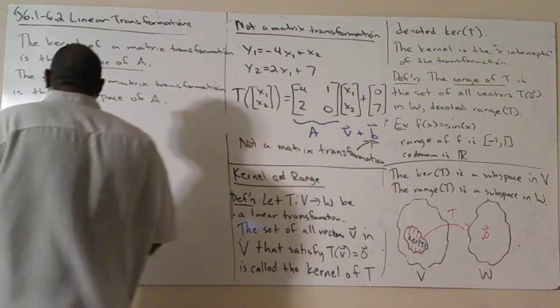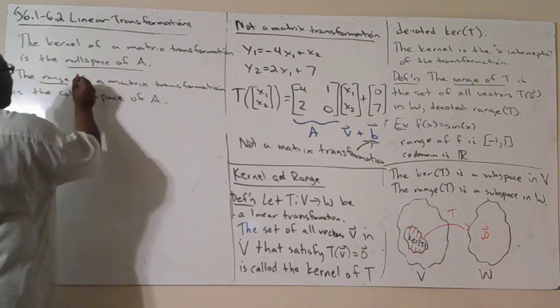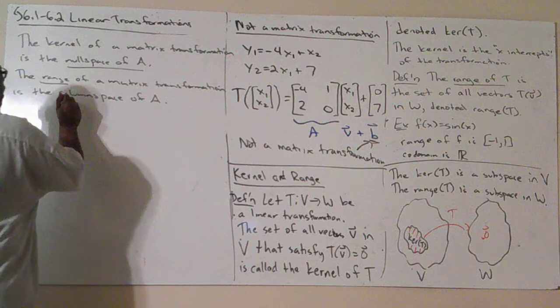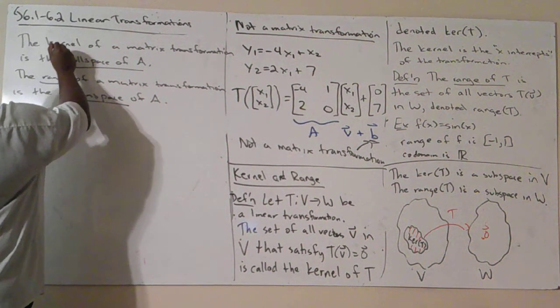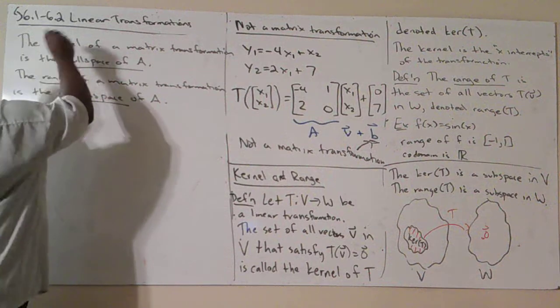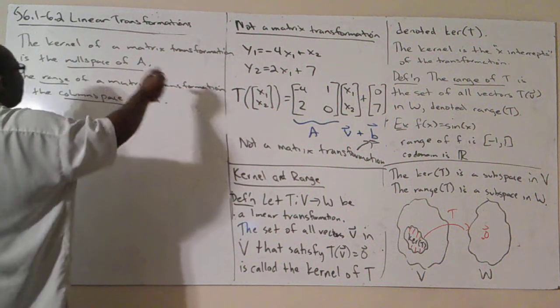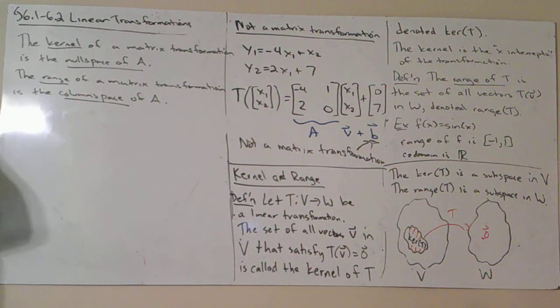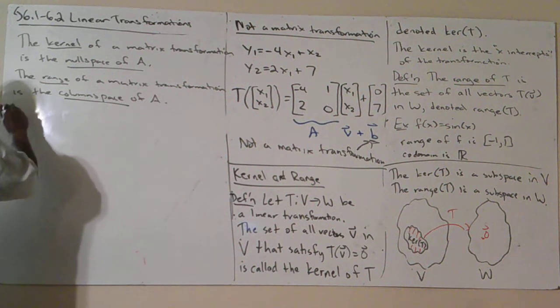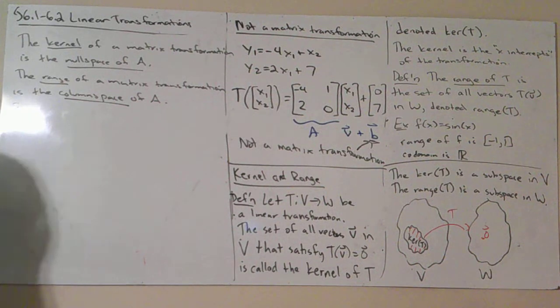Okay. So, all we have to do is find the range. To find the kernel, we just need to find the null space of A, and to find the range, we just need to find the column space of A, right? And so let's do that. Let's do an example.